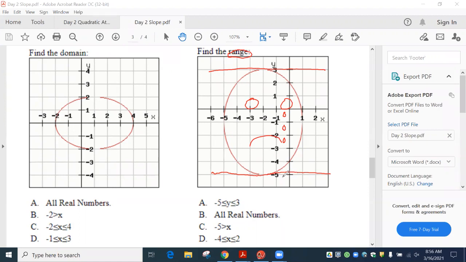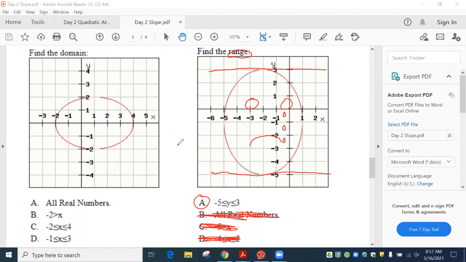All right, so what 2 numbers did we hit? +3 and -5, so it's definitely not all real numbers. C only has -5, doesn't have +3. D is just out there. Yep, it's there.